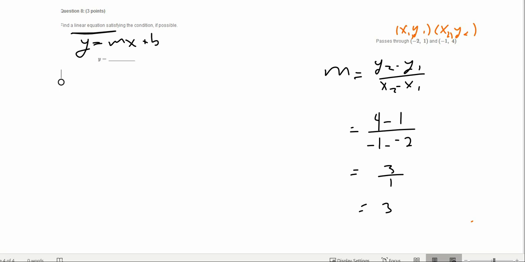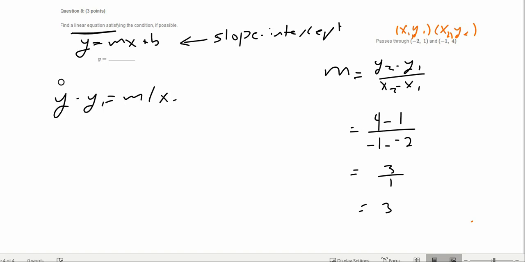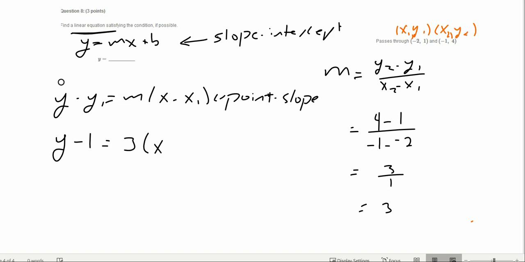So I'm going to start off in point-slope form. Remember, there's a couple of different forms. That's slope-intercept. And then y minus y1 equals m times x minus x1. This is what we call point-slope. I always use this one to start off with. So y minus, let's see, y1 was 1. The slope we found was 3. x minus x1, that was a negative 2.